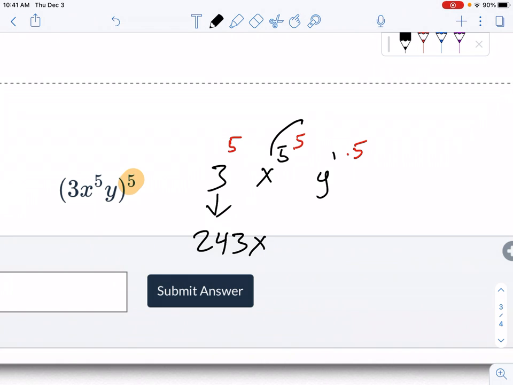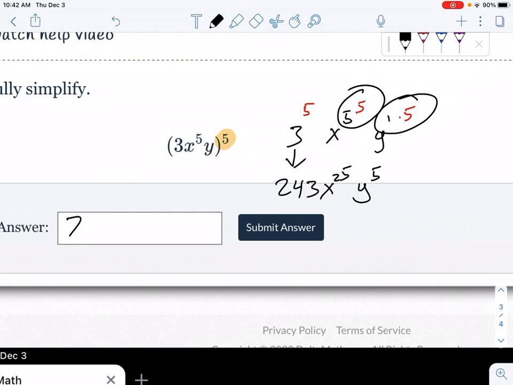X to the 5 times 5, which is 25, and y to the 1 times 5, which is 5. So 243, x, you're hitting that a to the b button, right arrow to bring it back down, because otherwise if you don't hit the right arrow, it's going to say it like y like that, and that's no good. So you have to hit the right arrow, y to the 5th, a to the b button, 5th.